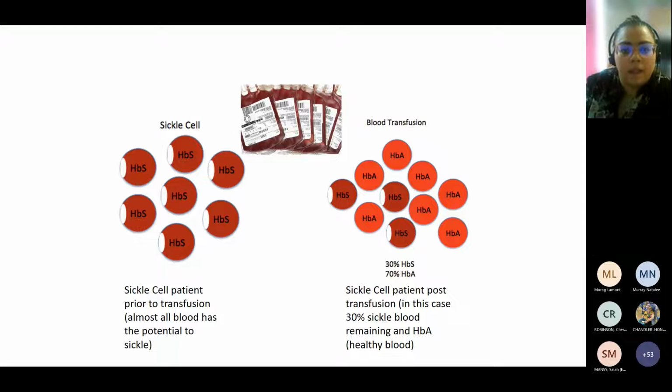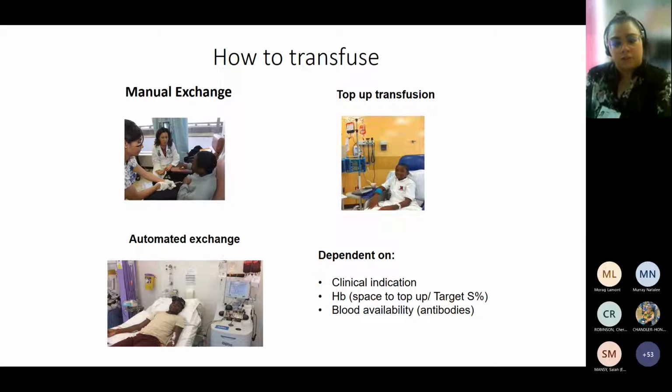So how to transfuse? This is very much a clinical decision, depending on the indication for transfusion as to what path you'd go down. As John touched on, you could use top-up transfusions for more severe complications, and automated exchanges. But if those aren't options, or it's out of hours, or the service isn't there, then we have got the manual exchange option.